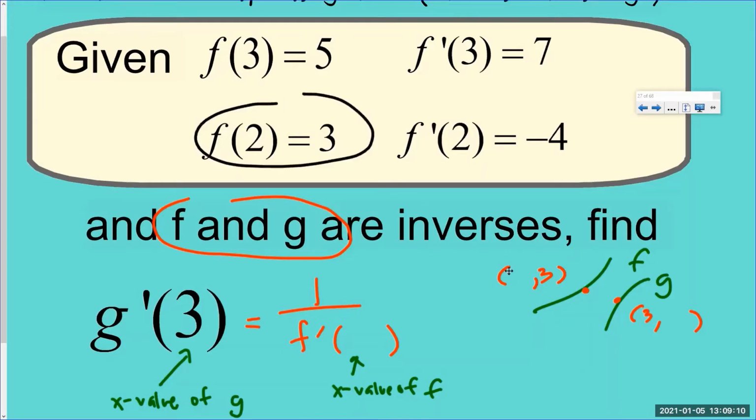Okay, so that means this is going to be 2, that means this is going to be 2, and that means this is going to be 2, because this is the x value of my f. Okay, and then you just figure out what this is, and that's the answer. What is f prime of 2? -4. So this answer is 1 over -4. Or you could say negative 1 over 4. Same thing. Okay, that was pretty nice.